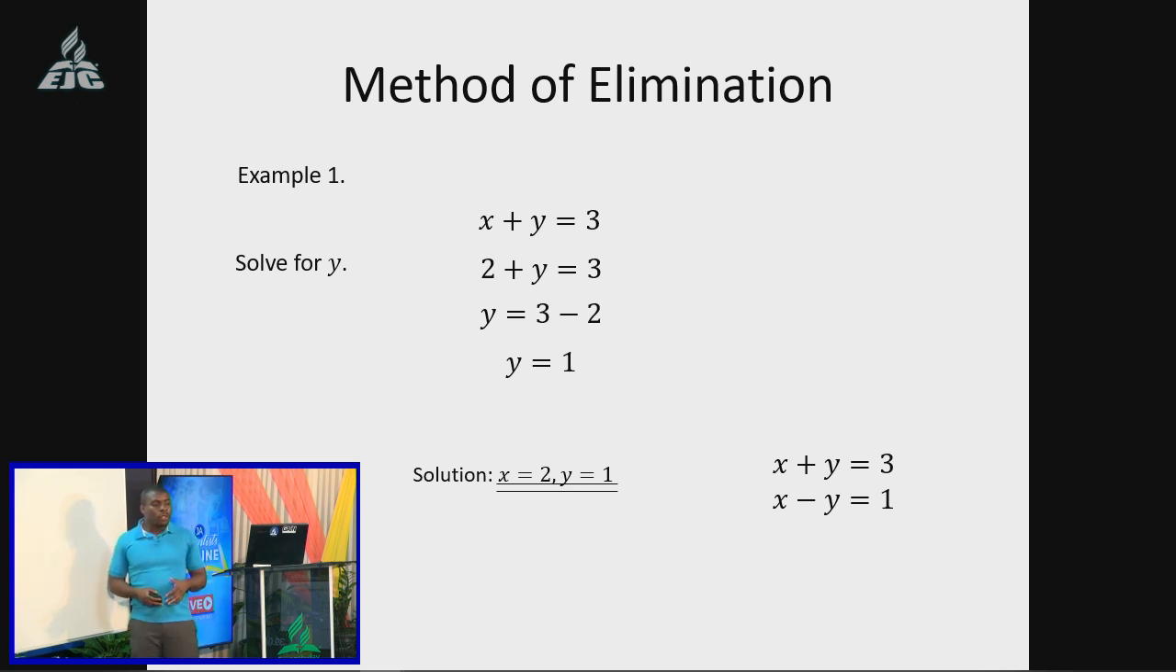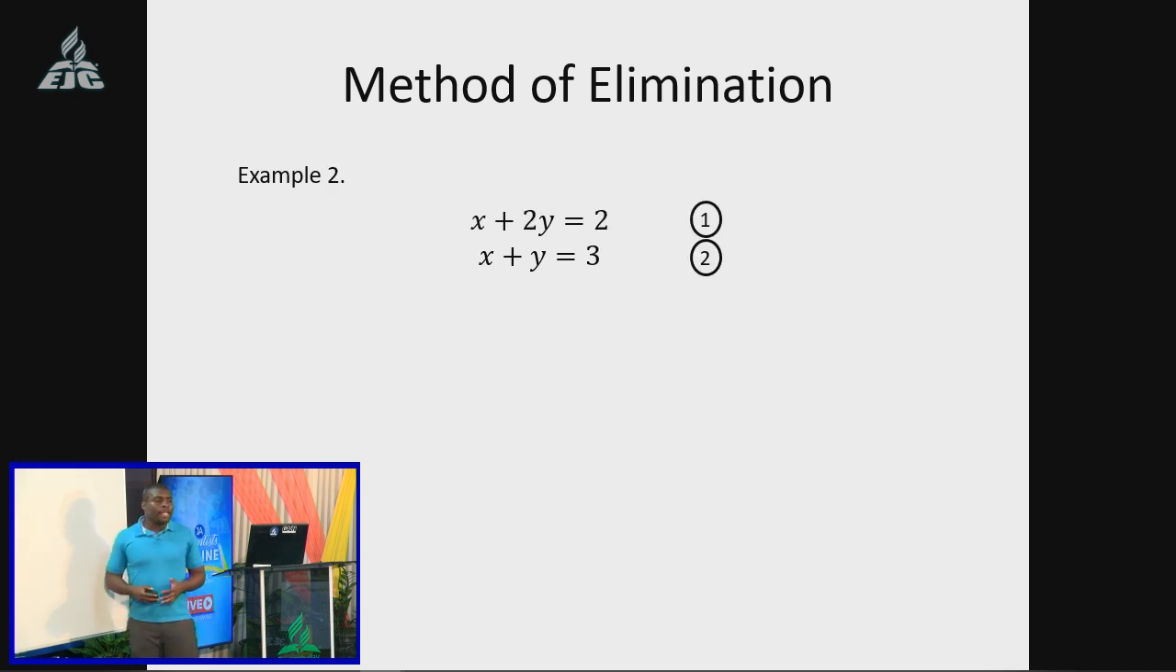And of course, substituting for the values, we can show that when x is equal to 2 and y is equal to 1, the system of equations is satisfied. And by satisfied, we mean that the values add to give the constant values on the right-hand side. Let me repeat that. The values for the variables add to give the constant on the right. 2 plus 1 for the first equation gives us 3. 2 minus 1 for the second equation gives us 1. Let's try another example.